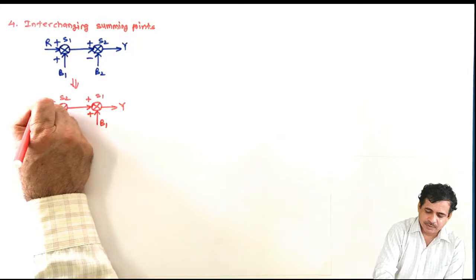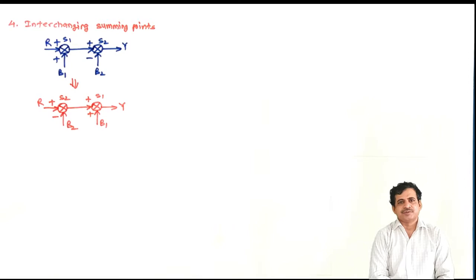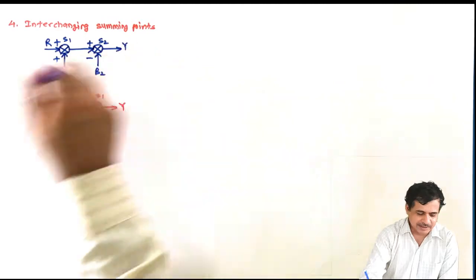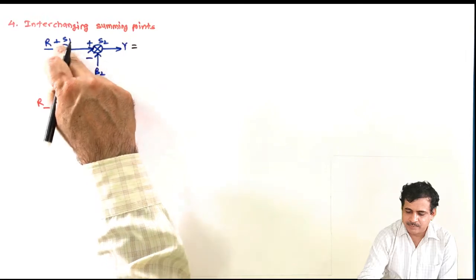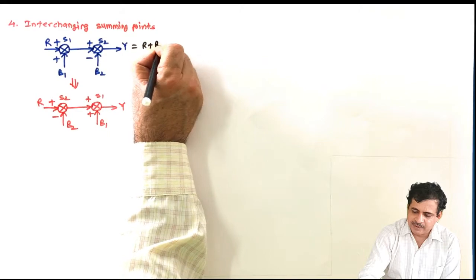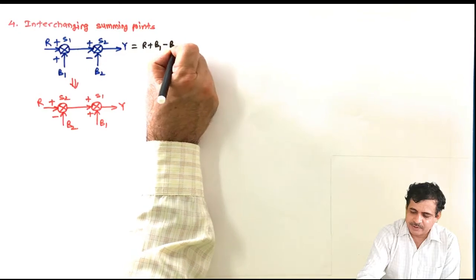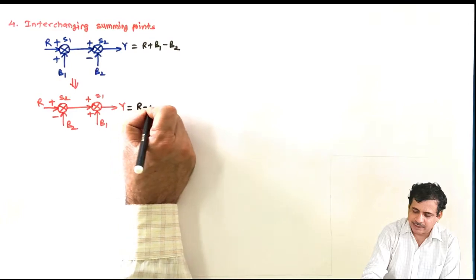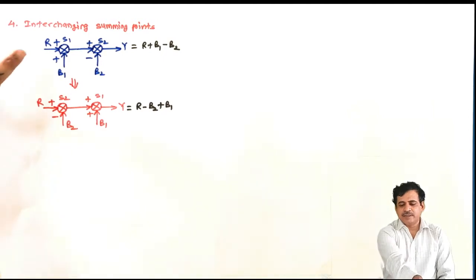And you check now, are they the same? They will be the same if Y is unchanged. So here, what is Y? Let me write here itself. Here Y is equal to R plus B1. So R plus B1 is coming here, and out of that B2 is subtracted. So minus B2. And in this case also it is R minus B2 plus B1. So they are the same. And that is why this is permissible.